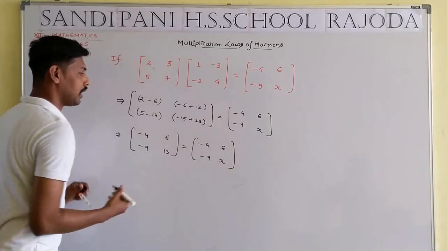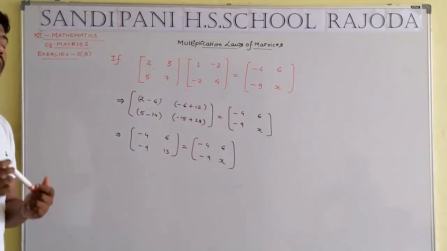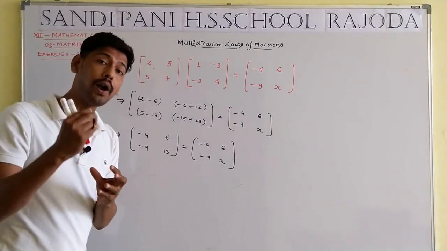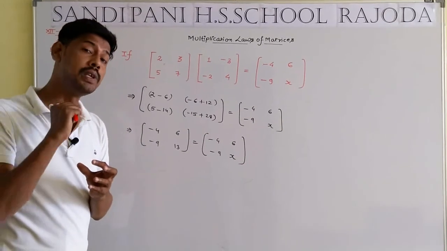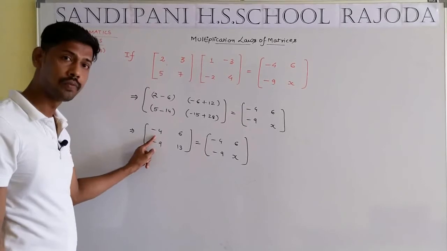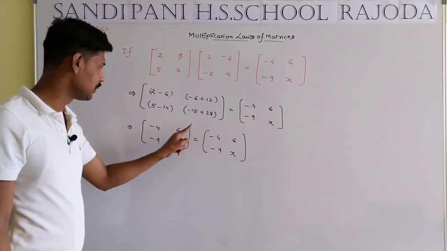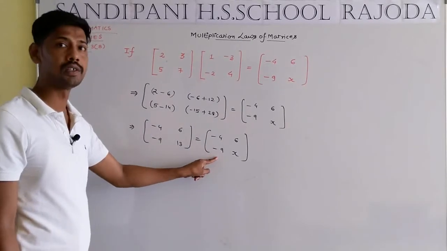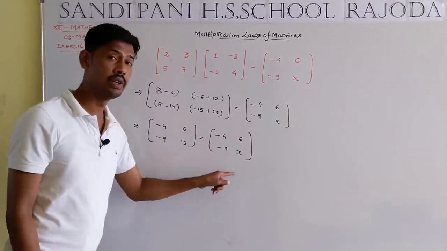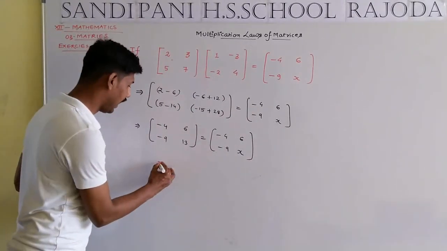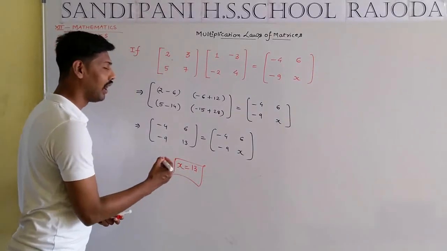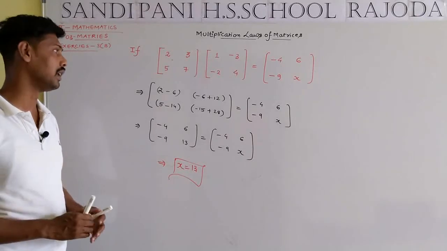Now compare the LHS with the RHS. Each and every element apart from the x will be the same: minus 4 is the same as minus 4, 6 equals 6, minus 9 equals minus 9, that means 13 will be equal to x. So the required solution, student, will be 13.